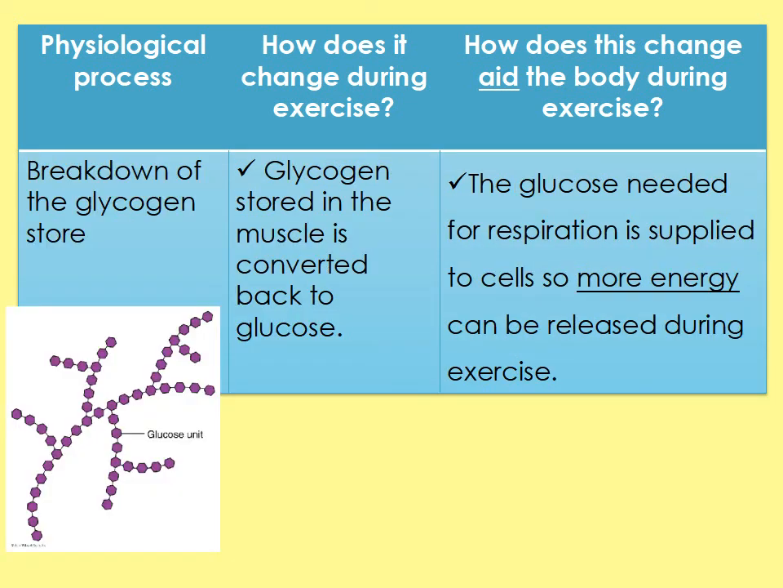As we've seen before, your muscles can store glycogen, and when you are exercising, this glycogen can be converted back to glucose. This happens because when you are exercising you need more energy, and one of the reactants for respiration is glucose. Increasing physical activity means more respiration. More respiration means more glucose needed.